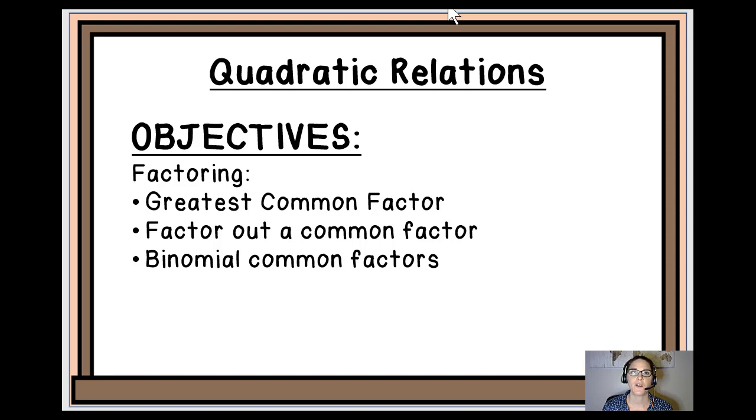Hi everyone. Today we are going to be talking about factoring. First, we're going to start by finding the greatest common factor, also known as the GCF. Next, we're going to look at how to factor out a common factor, and then finally, binomial common factors. Okay, grab a piece of paper and a pencil, and let's get started.